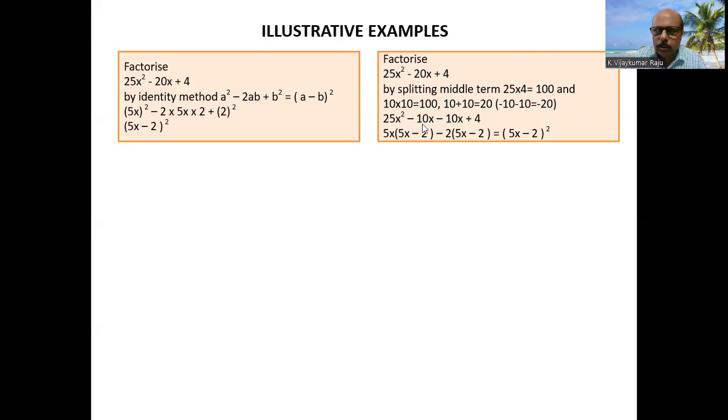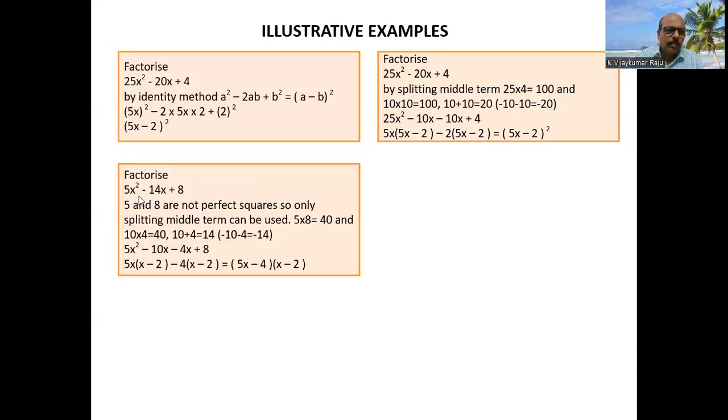Take common from the first two terms. You're getting 5x as the common. So 5x minus 2. Here again, 2 is common, 5x minus 2. So 5x minus 2 and 5x minus 2 will become 5x minus 2 whole square. Okay.